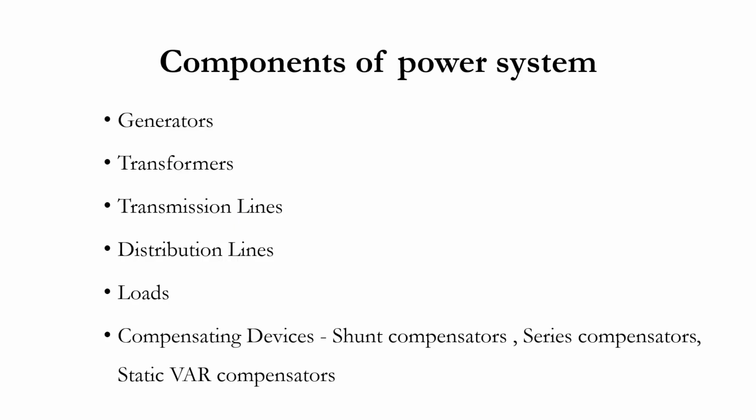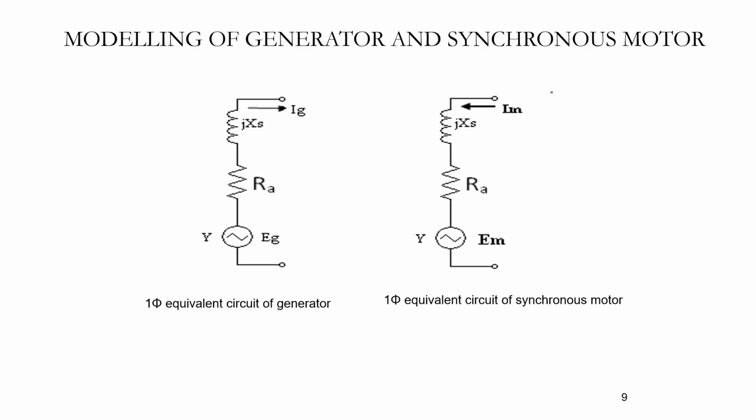Before we go inside the subject, let us see what are the main components of power system. The first and foremost component is the generator, then transformer, transmission lines, distribution line, load, and compensating devices such as shunt compensator, series compensator, and static VAR compensator. Modeling of generator and synchronous motor.